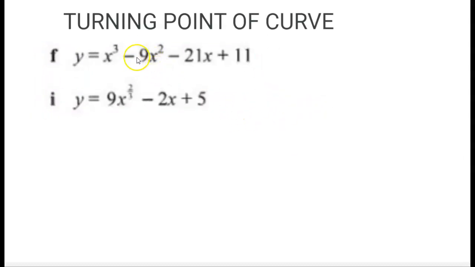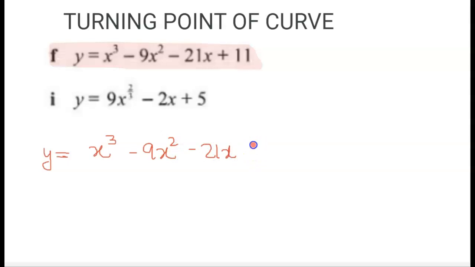So, let's say if I want to find the turning point of the top one, the stationary one, F. Let's try to do the F first. Okay. Now, let's say we got an equation y equal x cubed minus 9x squared minus 21x plus 11.